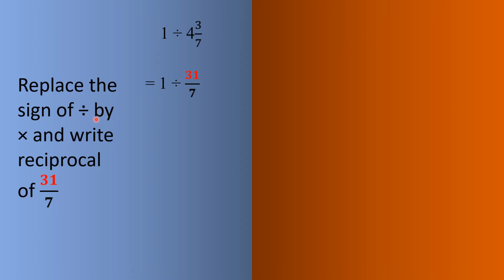Now next step is this. Replace the sign of division by multiplication and write the reciprocal of 31 by 7. How to find out the reciprocal? That I already told, that exchange the numerator and denominator. It means 1 multiply 7 by 31. Now it is a question of multiplication of a fraction with a whole number, and it is very easy. Multiply the whole number and numerator. It means 1 multiply 7 by 31, and it is 7 by 31. Done.